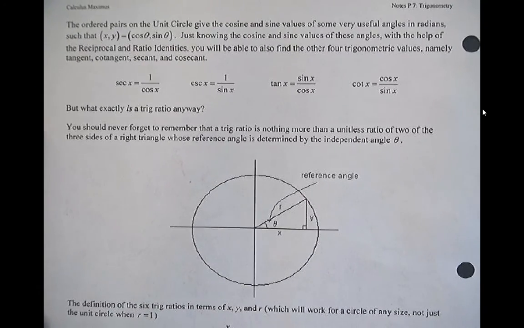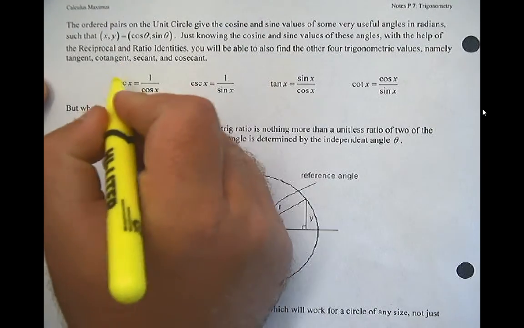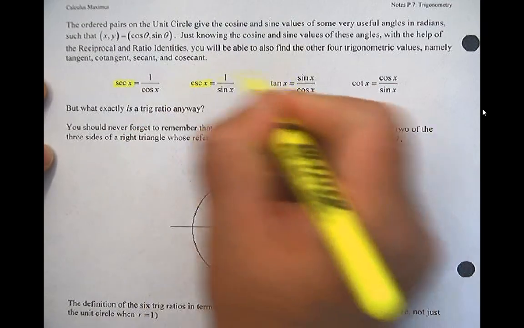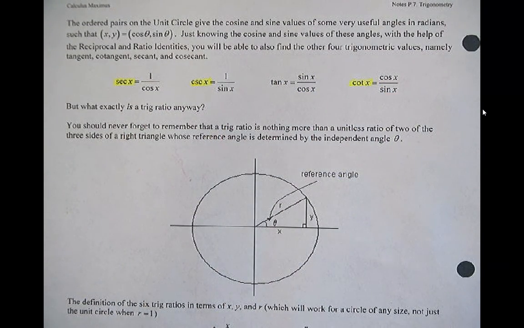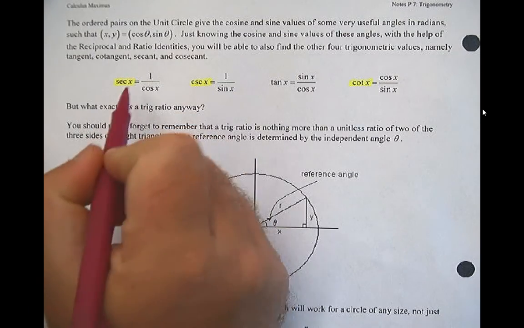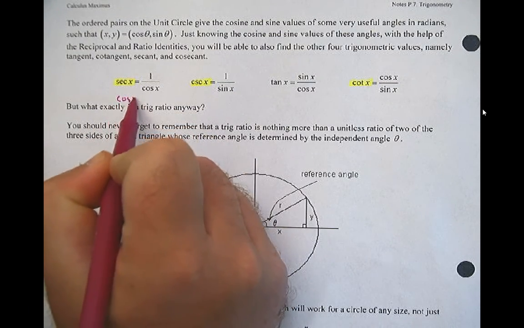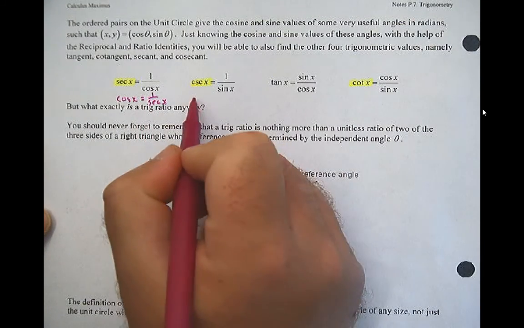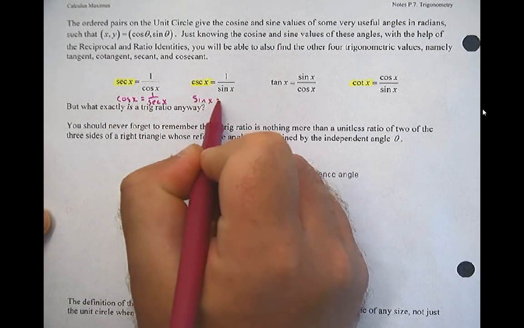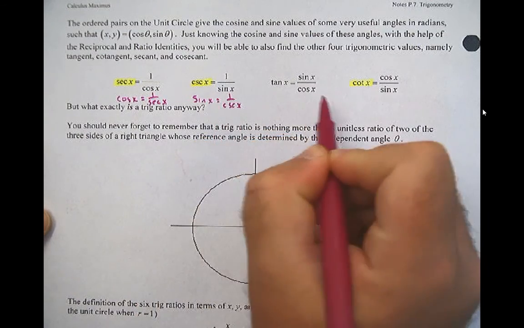So we've got some relationships. The big three are sine, cosine, and tangent. And then we have their reciprocal functions, secant, cosecant, and cotangent. They're the reciprocals of the regular functions. Now this can go both ways, though. Keep in mind that if secant is the reciprocal of cosine, then cosine is the reciprocal of secant. Sine is the reciprocal of cosecant.